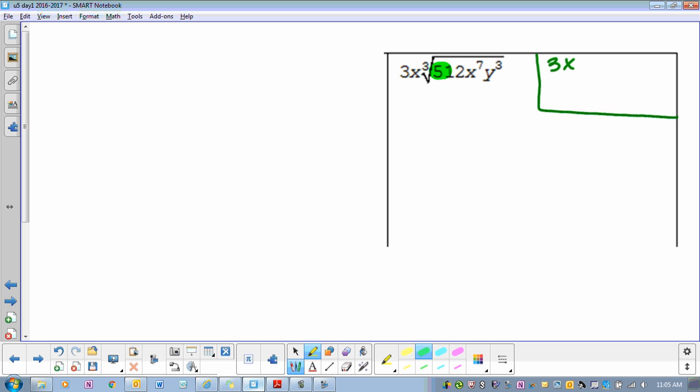I'm going to do just the number first. Can somebody put in the calculator cube root of 512? Tell me if you get a nice pretty number. You get 8? Anyone else get 8? Okay, perfect. Then that means 8 comes out.